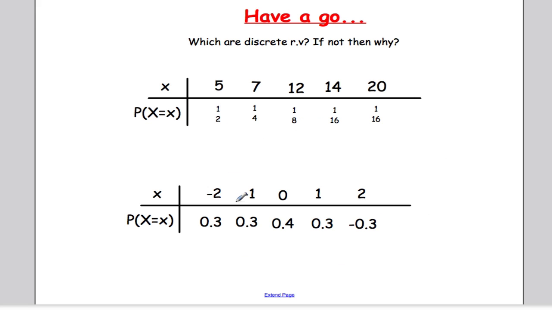Okay, time for you to have a go. Pause the video now and see if you can work out if these are discrete random variables. These are all fractions, by the way.